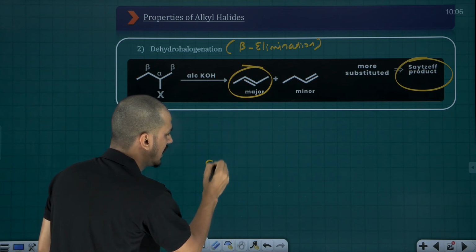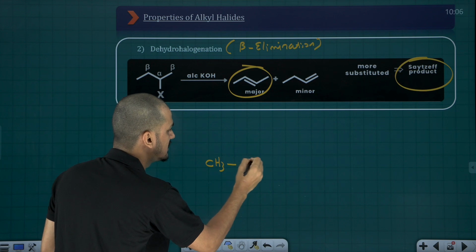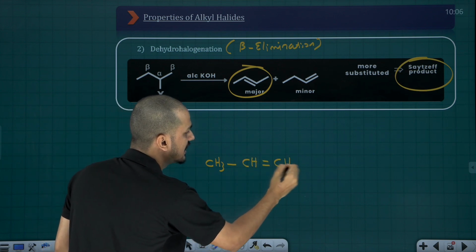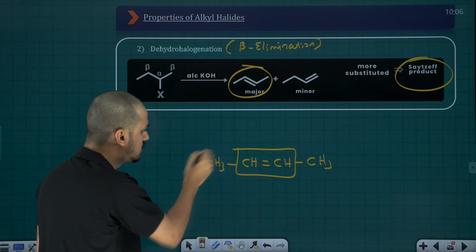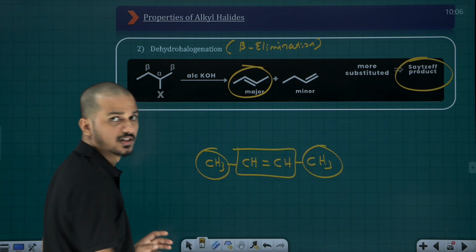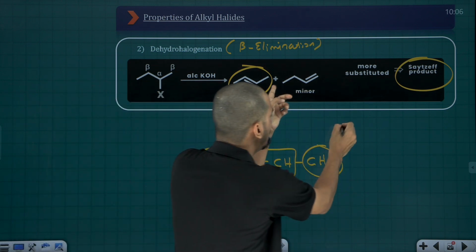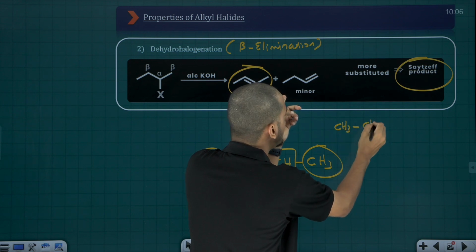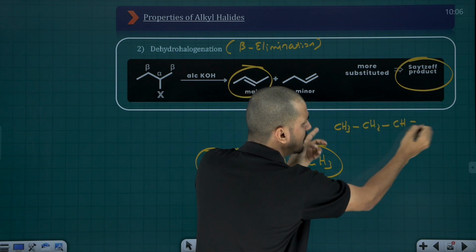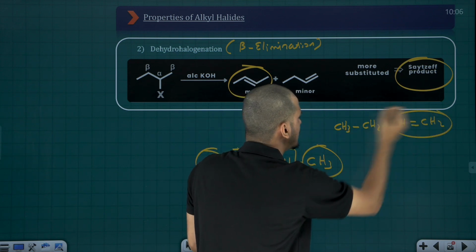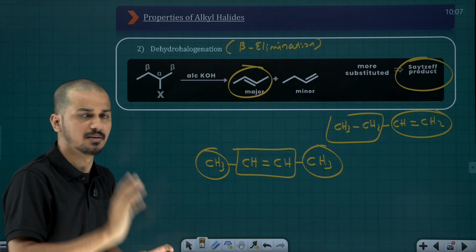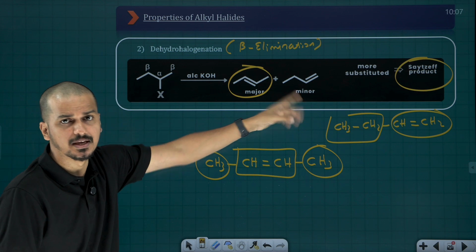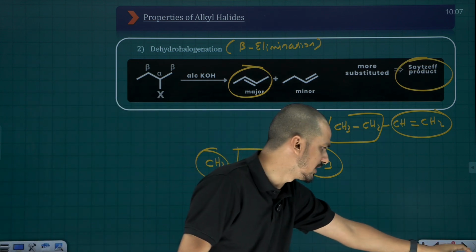You can see that it is like this: CH3, CH, double bond, CH, single bond, CH3. So around this carbon-carbon double bond, two substituents are there. Once we come to the second product, CH3, CH2, CH double bond CH2, in this case only one substituent is there. The more substituted product is more stable, and is the major product. That's what is called beta elimination. That idea also you have to keep in mind.